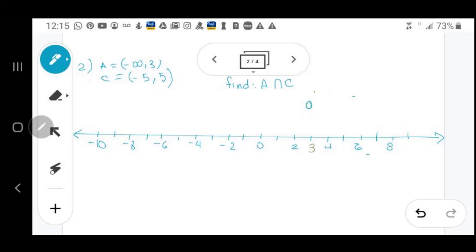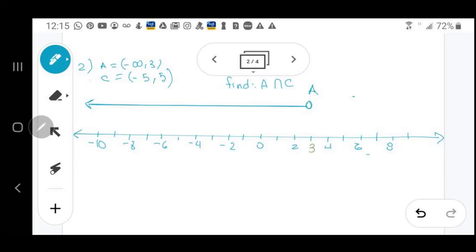And since this is the interval that comes from negative infinity, I'm going to draw an arrow pointing to the left because it's coming from negative infinity. So from negative infinity up to 3. So this will be my interval all the way through to the left. This is my interval A, from negative infinity to 3.